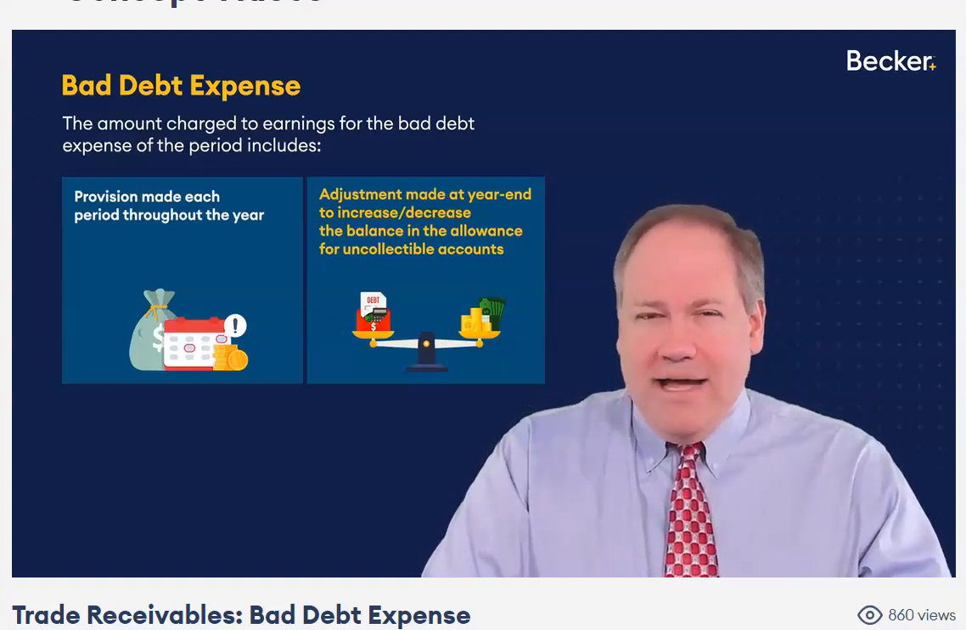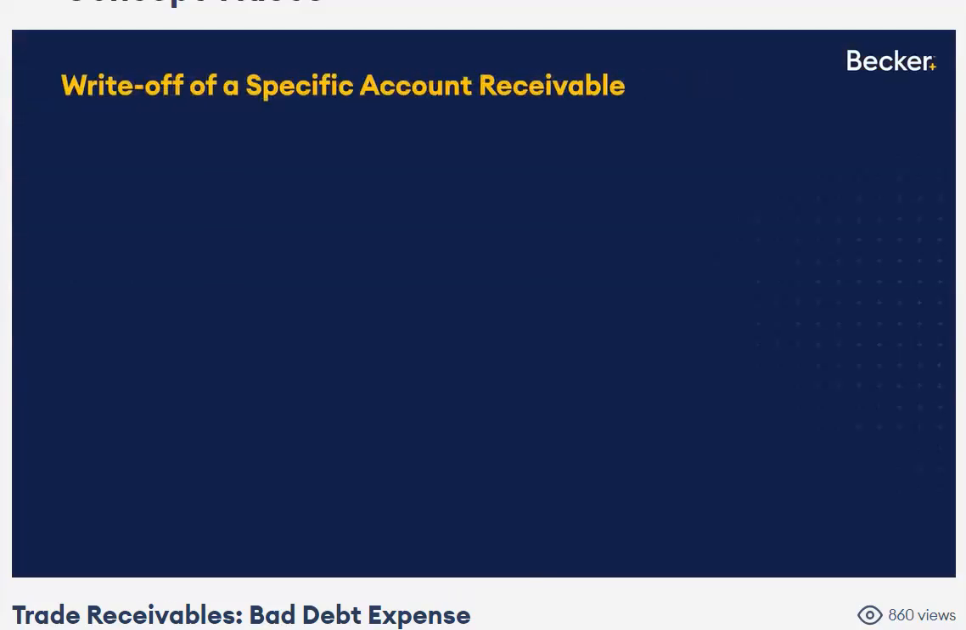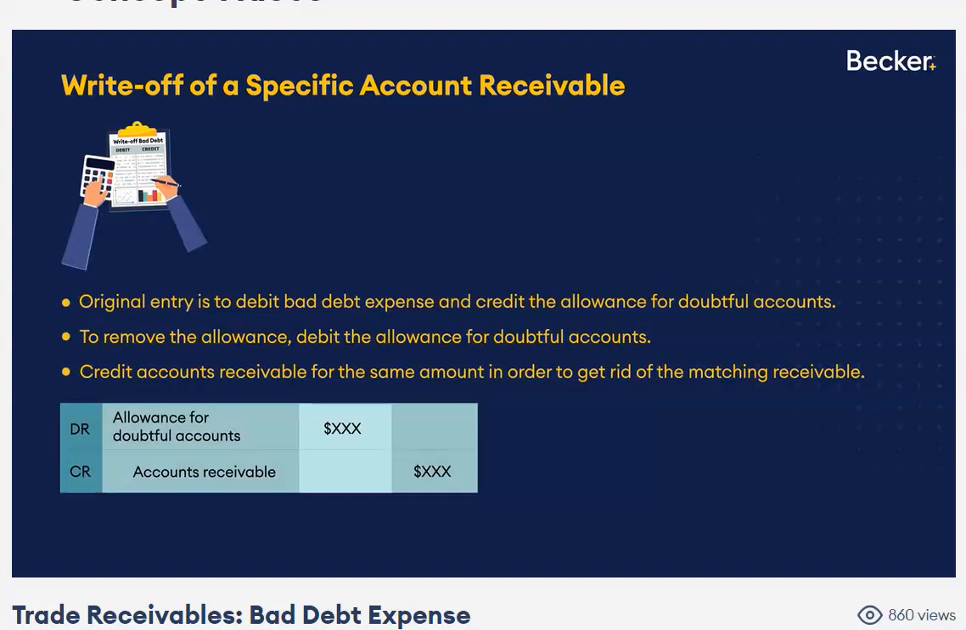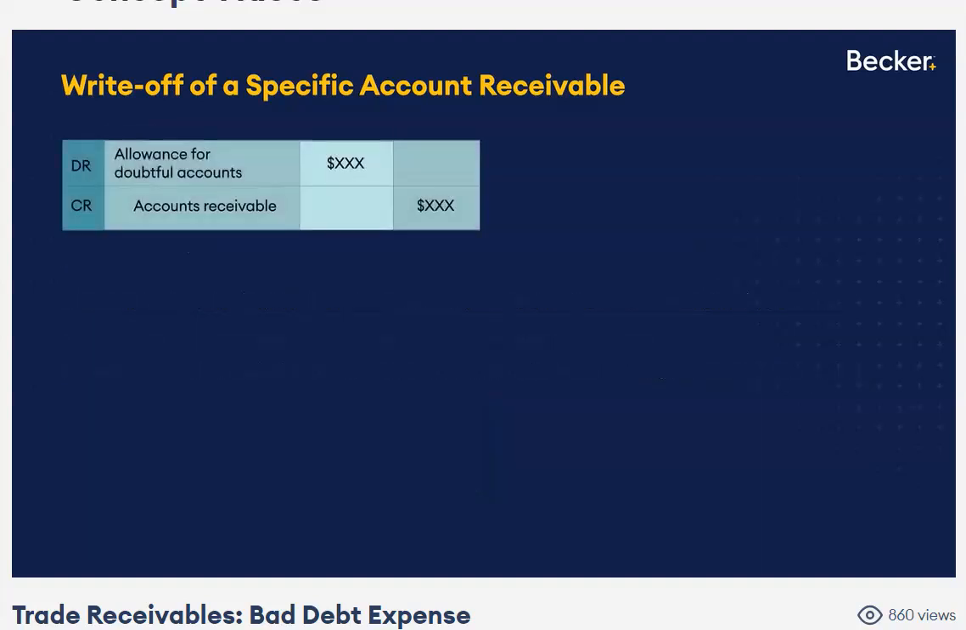But then we have to deal with, well, how do they write off a bad apple? How do they write off that bad receivable? So the write-off simply means, oh, we're going to assign the allowance. So the allowance, which is originally created by a credit, right? It's debit bad debt expense, credit the allowance for doubtful accounts. We're now going to debit the allowance to remove it, and we're going to get rid of a matching receivable. So we're going to debit the allowance for doubtful accounts, and we're going to credit accounts receivable for the same amount.